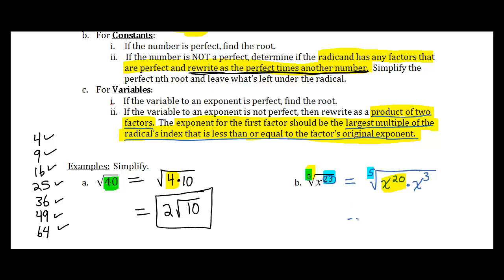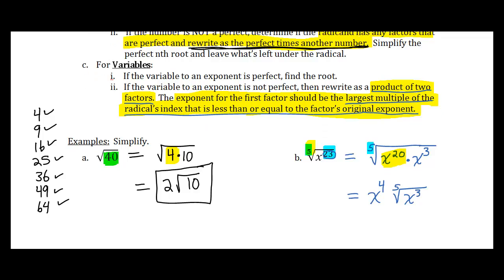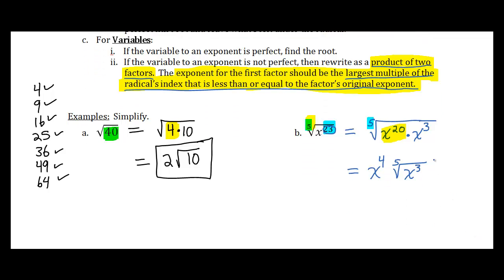And so this is going to be equal to, well, 5 goes into 20 four times, so I'm going to have x to the 4th. And then the 5th root, the x to the 3rd stays under my radical. You know when you're done when the exponent on your variable is less than your index. You're done. So my solution is x to the 4th times the 5th root of x cubed.